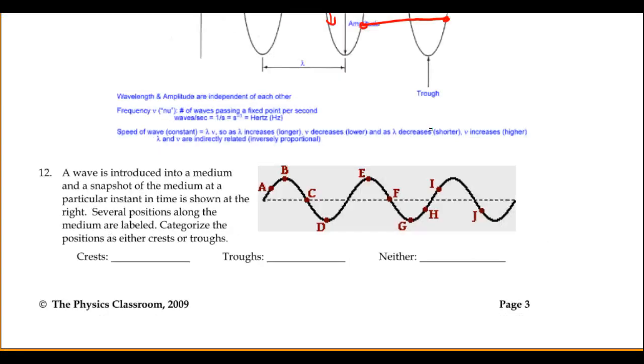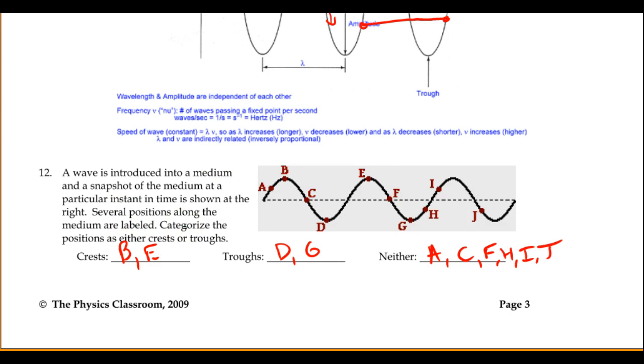Okay, so in my picture here, 12, a wave is introduced into a medium, and we have a snapshot of it. It wants our crest. Crests are any top point, so B and E are crests. It wants our troughs. Those are low points, so D and G. Places where it's neither would be anything that's not one of those two. A and C and F and H and I and J. Okay, any of the other letters.